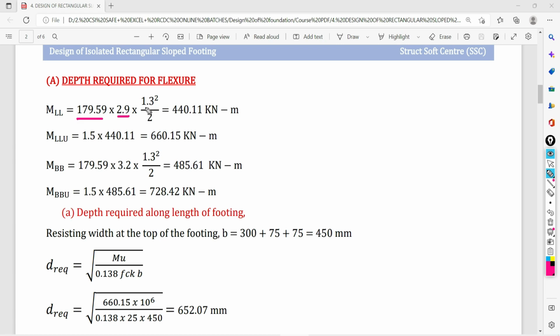Projected part is how much? 1.3 meter. How have I calculated this value? Total span of your footing along the length is 3.2 meter. Side of your column is 0.6 meter, and divided by 2. If you calculate it, you will get 1.3 meter.